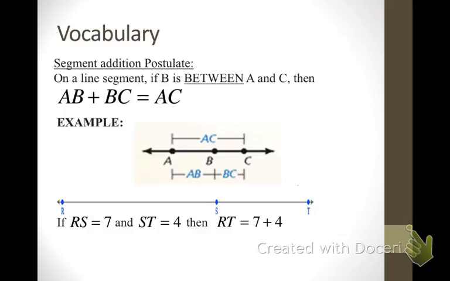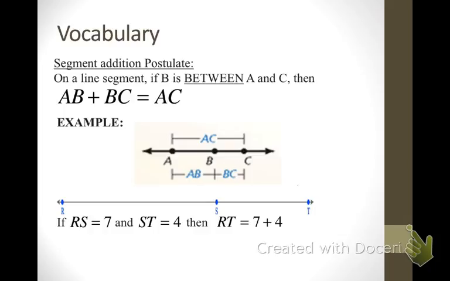So on a line segment, if point B is between the endpoints A and C, then the length of line segment AB plus the length of line segment BC would have to equal the whole line segment, which is the length of line segment AC. So pause your video and write down this example in your notes. You have this line segment AC and you've put a point in the middle of it, so it's broken the line segment into two pieces, AB and BC. So if I add those two pieces together, I have to get the whole line segment.